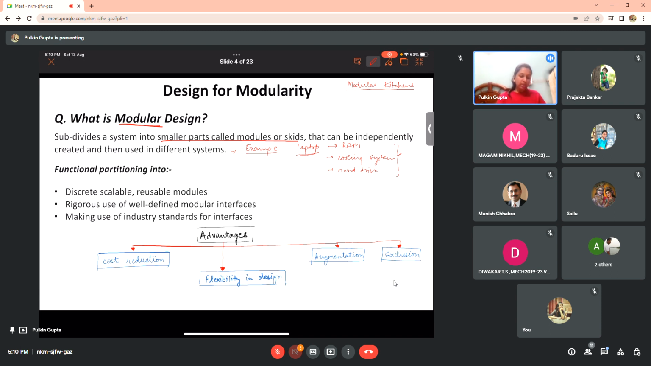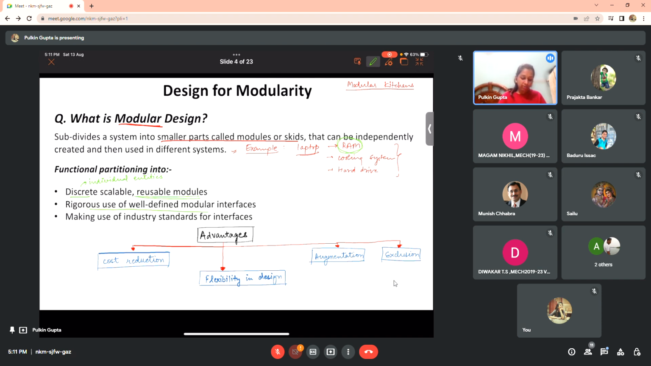Now, this modular design has functional partitioning into discrete, scalable, and reusable modules. These are always discrete, that is, they are individual entities, and reusable. Suppose your laptop is worn out and you cannot use it anymore, but its RAM is functioning efficiently, then you can just take it out and use it in any other system. It would work more or less the same.